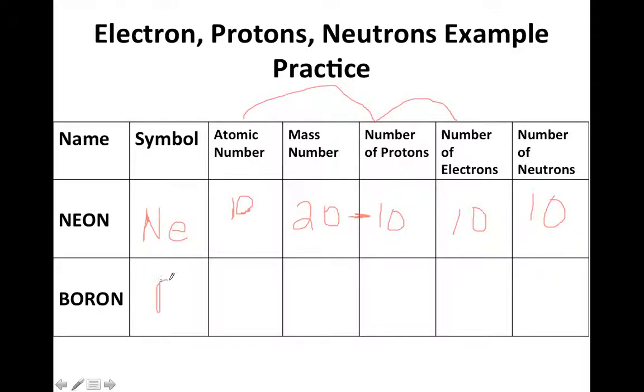Okay? So let's look at boron. Boron, the symbol is B. The atomic number, when I look at it, the top number is 5. And the mass number, we're actually going to round it, and it rounds up to 11. So the protons and electrons, remember, are your atomic numbers, so it's going to be 5 and 5. But to find your number of neutrons, you're going to take 11 and subtract that atomic number 5 from it, and you get 6. Okay?